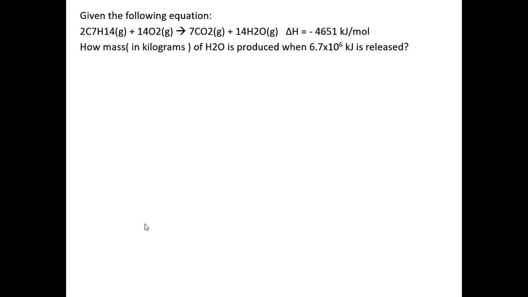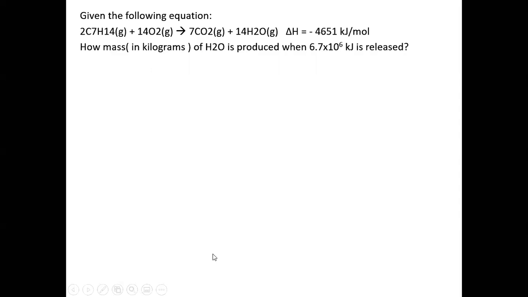So in the second example, here we're given another combustion reaction. It gives us the delta H of reaction. It wants to know what's the mass in kilograms of H2O produced when 6.7 times 10 to the 6 kilojoules is released. So this reaction releases 6.7 times 10 to the 6 kilojoules. How much H2O is produced in kilograms?